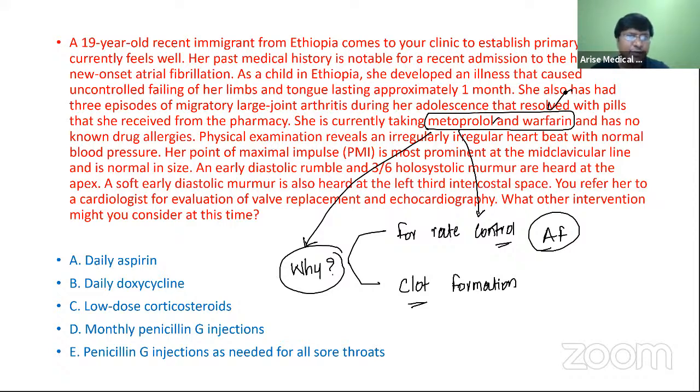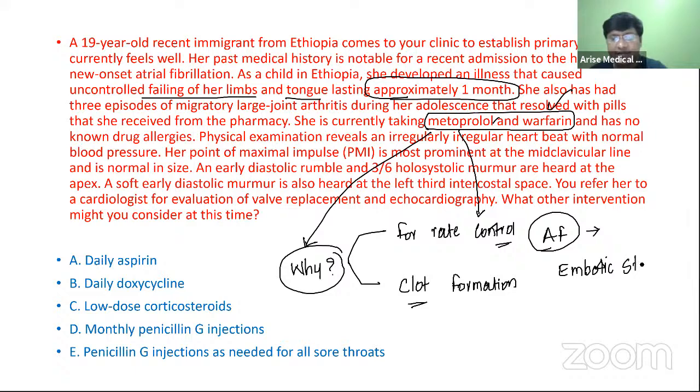And sir, why are you worried about the clot here? Because as a child in Ethiopia, she developed an illness that caused uncontrollable flailing of her limbs and tongue, lasting for nearly around 1 month. What does that mean? This individual might have had an embolic stroke, right?